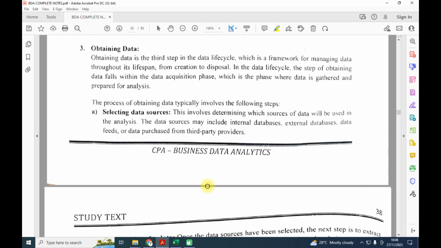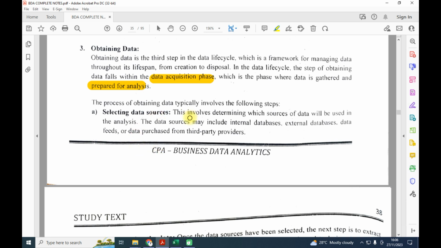The next will be obtaining the data. Now this is that step, and it falls in the data life cycle. The step of obtaining data falls within the data acquisition phase, still under phase 1, the data acquisition phase, which is the phase where data is gathered and prepared for analysis. That is under phase 1, where we are gathering data and preparing it for analysis.